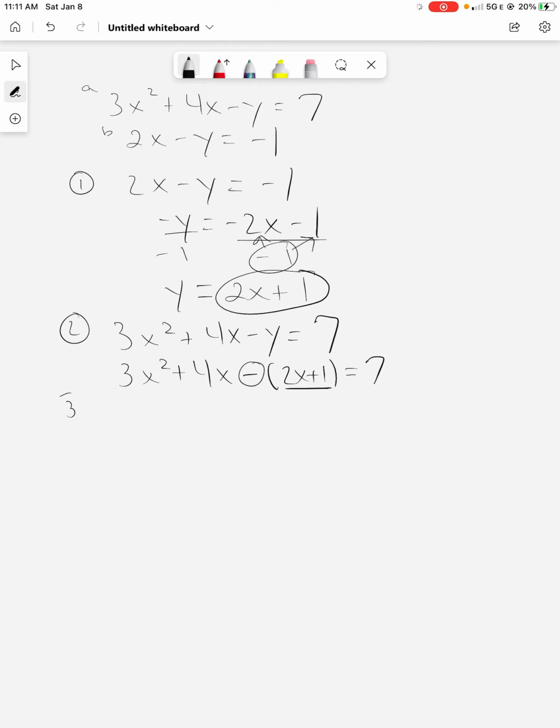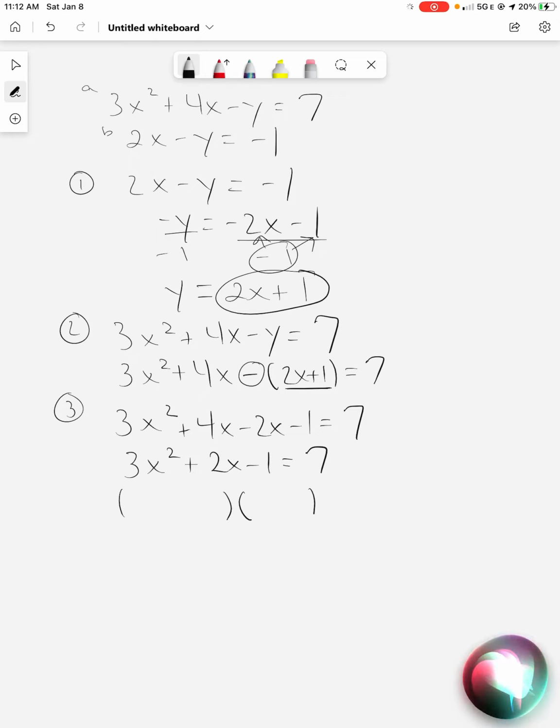So then I solve. I'll have 3x squared plus 4x minus 2x minus 1 equals 7, or 3x squared plus 2x minus 1 equals 7. Then I'm going to factor this. So you'll have 3x minus 4 and x plus 2.